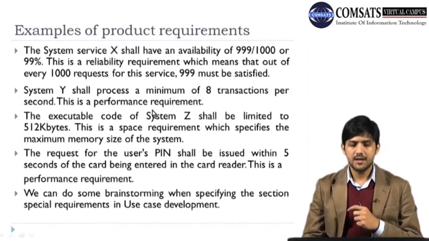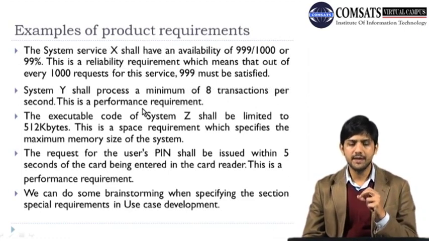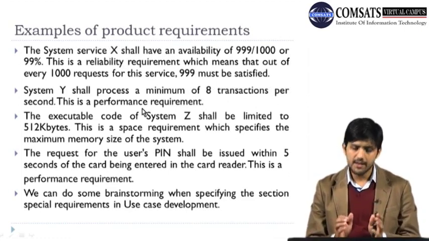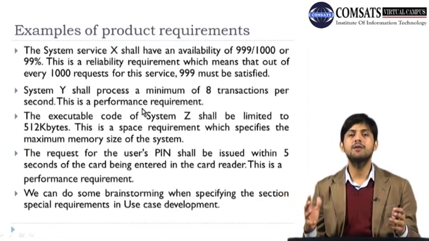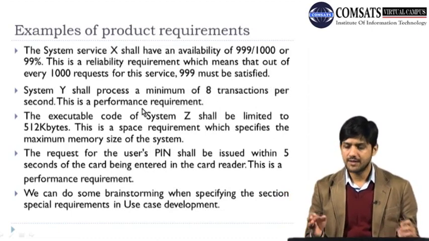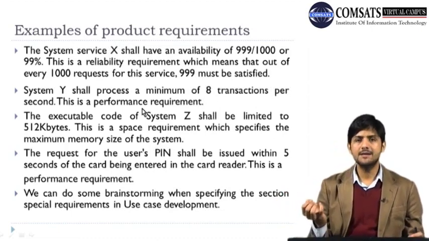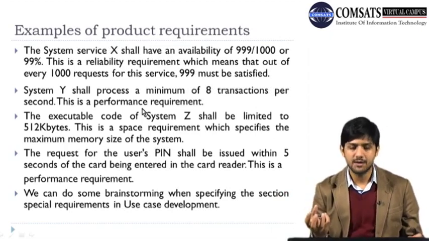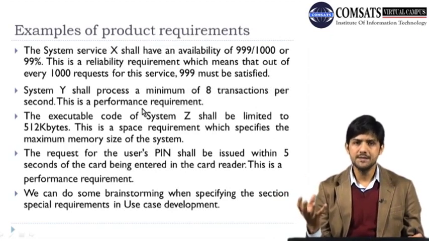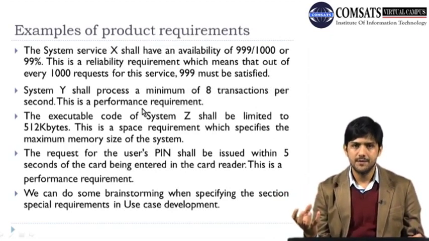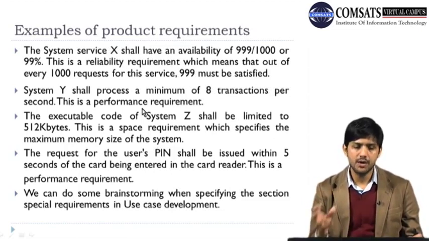The system service X shall have an availability of 999 out of 1000, or 99%. So we are saying that our system might have lots of functionality, and there is a certain functionality that should be available 99% of the time. That is a requirement related to the product, and specifically to the reliability aspect of the product. If somebody requests to use this service 1000 times, it should work 999 times. So that is one example of a reliability non-functional requirement.